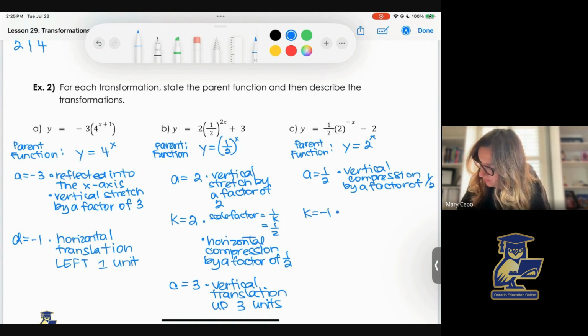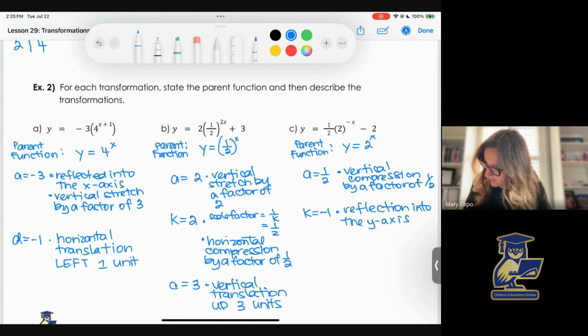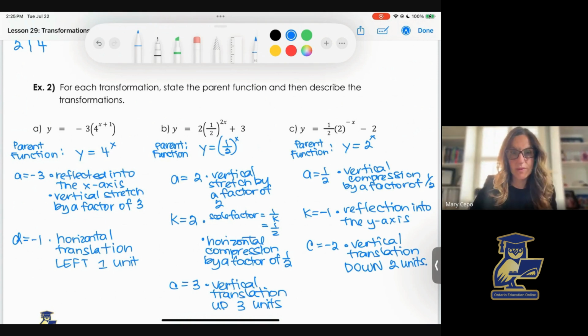Right? We do have a k value, which is -1. So that means a reflection, this time into the y-axis. And we have c is equal to -2. So that's going to be a vertical translation. We're moving the whole graph down. And how many units? So down 2 units. And we have it.